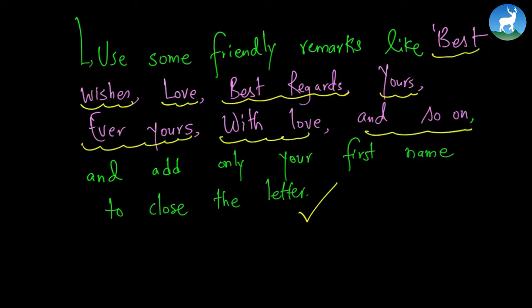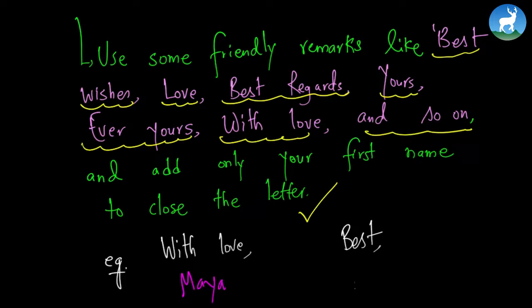So one example could be something like this. You can close your letter by writing with love, comma, then you need to write your name, Maya. Or it could be something like best, then you can give a comma and write your name, Bibek, best Bibek. So like this, you can actually close your letter, right? This is one of the ways of closing your letter.